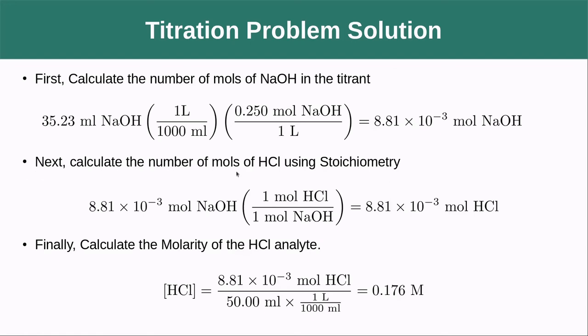Next, we'll calculate the number of moles of HCl using stoichiometry. We get those moles of sodium hydroxide. We use our conversion factor of 1 to 1. And now we have our moles of HCl. Finally, we'll calculate the molarity of HCl. We take those moles of HCl and we divide it by the volume that it was contained in. It was a 50 milliliter sample. Do not forget to do your conversion here, because if this is molarity, it needs to be in liters down here. And we see that it was 0.176 molar HCl.